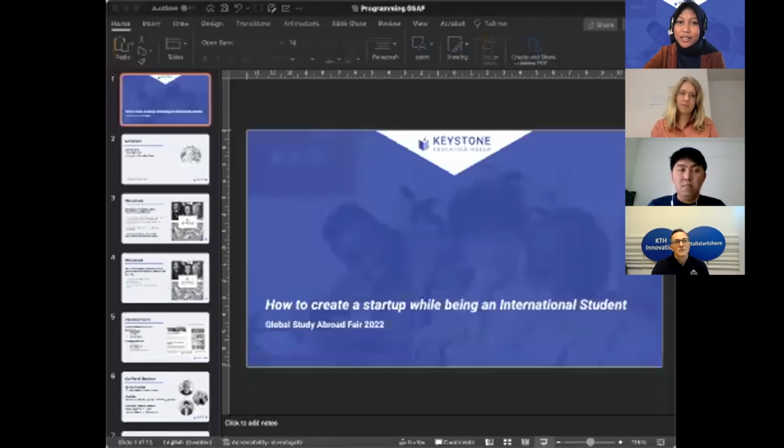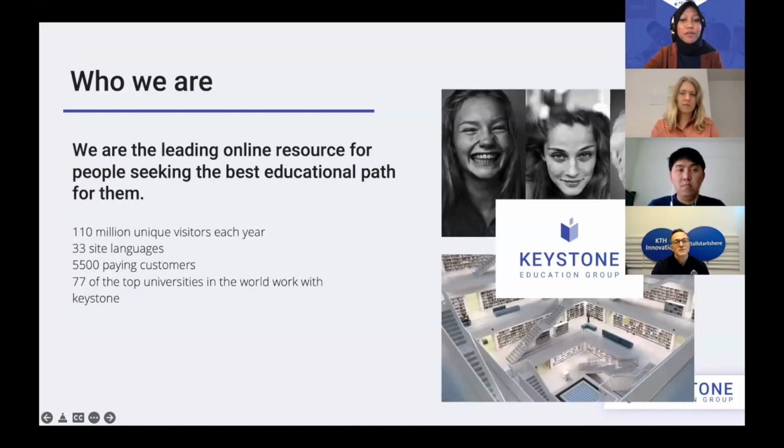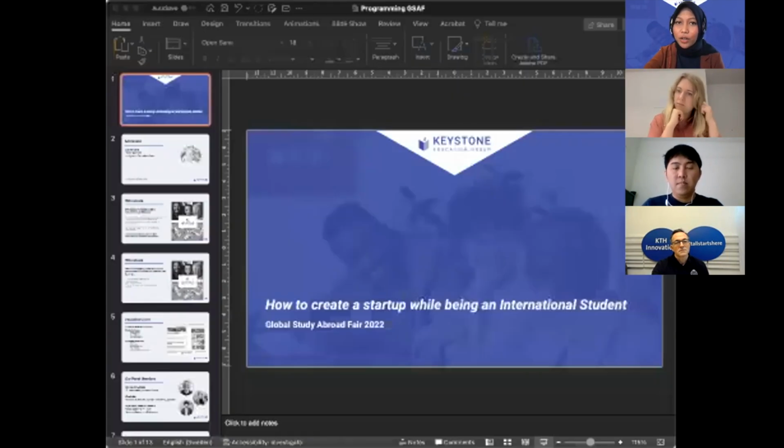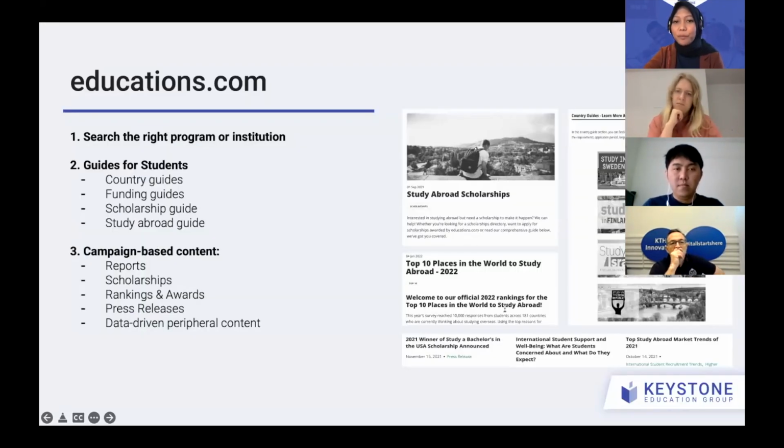Across Keystone sites, we have around 110 million unique visitors each year, 33 site languages, and 5,500 paying customers, with 77 of the top universities in the world working with Keystone. In short, Keystone is the leading online resource for people seeking the best educational path for them. And here is one of our sites, educations.com.